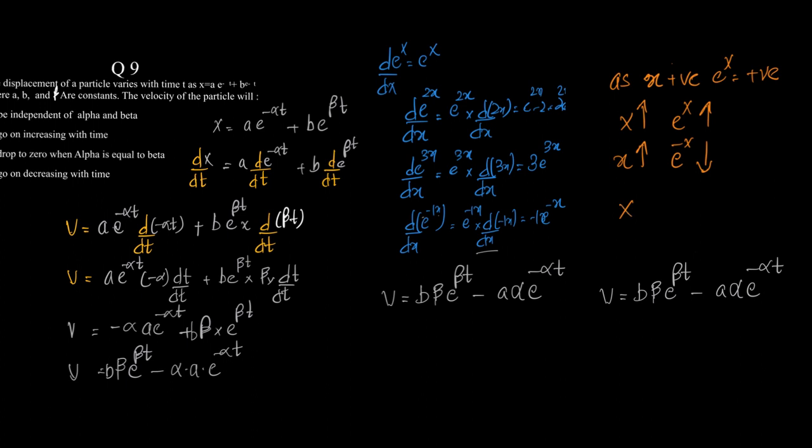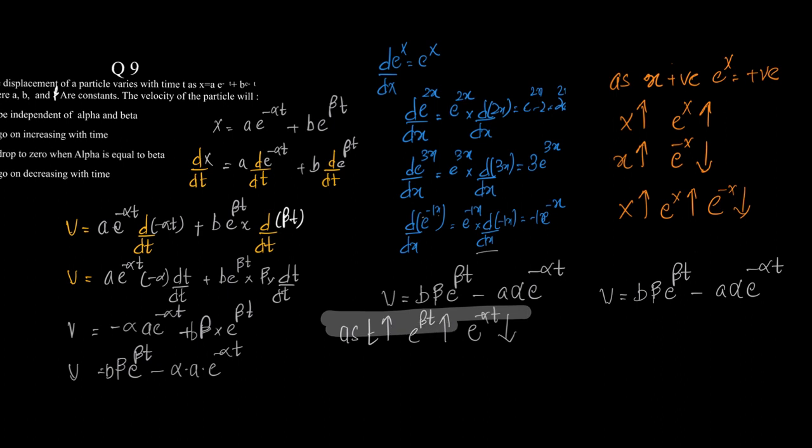So as the value of x increases, e raised to x increases, and at the same time e raised to minus x will decrease. Okay, now let us apply this concept here. So here, instead of x we have t, so we can say that as t increases, e raised to beta t will increase and e raised to minus alpha t will decrease, right? So let me highlight this. As t increases, e raised to beta t increases, whereas e raised to minus alpha t will decrease.